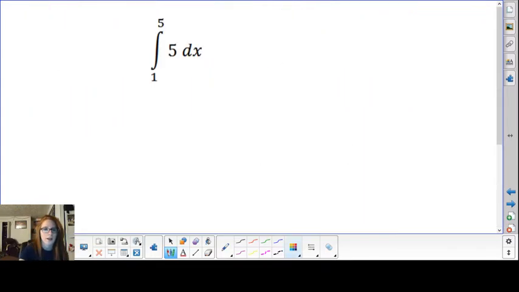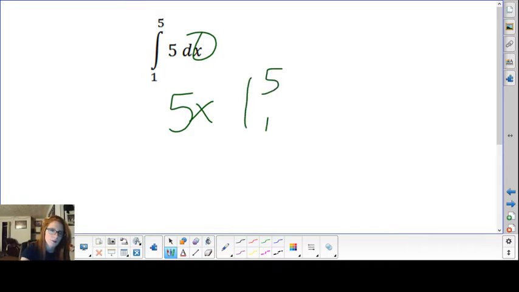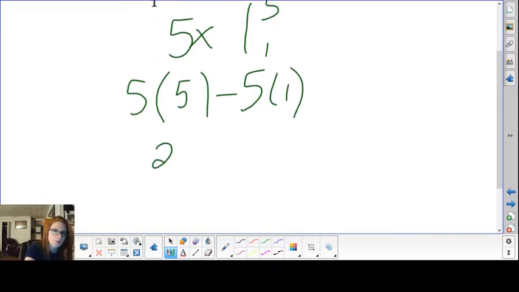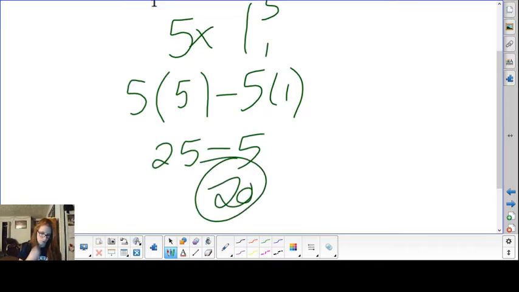Let's take a look at the integration of this guy. So I'm going to take the integration of 5, which is going to give me 5x, because I'm taking it with respect to x, so I'm sticking the x on. I'm going to evaluate that between 5 and 1. So I have 5 times 5 minus 5 times 1. 5 times 5 gives me 25, minus 5, which gives me 20.